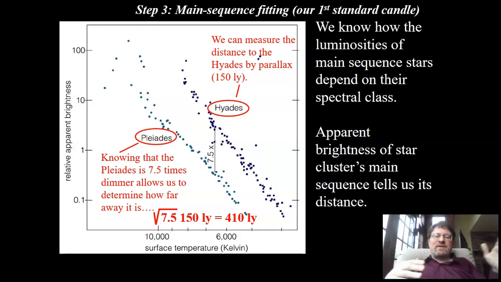But here it's 7.5 times dimmer. I take the square root of 7.5 to figure out how many times further away the Pleiades is. And the square root of 7.5, we know, is between 2 and 3. And so it turns out when you do that multiplication, you get around 410 light years.